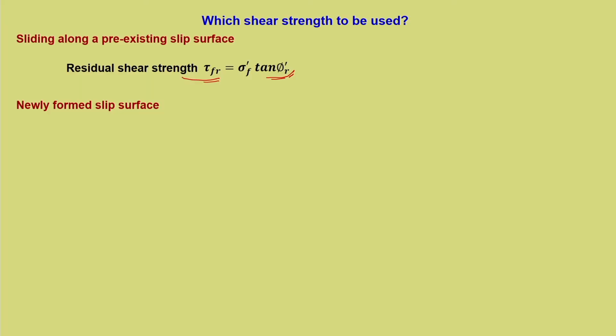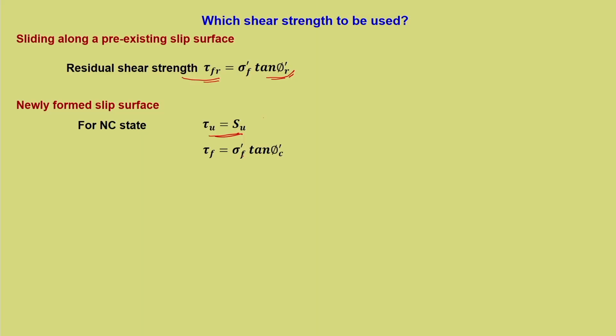Newly formed slip surface, that is, it has just begun to slip, or the failure plane is just forming. So in that particular situation, which value do we need to adopt? Now this will depend on what type of stress history or initial state the soil has. So for a normally consolidated state and for short term strength, we will use the undrained shear strength SU. Please note, we are not using phi U. For any undrained case, for all practical purposes, we use SU, the undrained shear strength. For NC, for short term strength, it is SU, and for long term, it will be sigma dash f tan phi dash c. Please note here, it is the critical state value, because for normally consolidated soil we do not have the kind of peak.